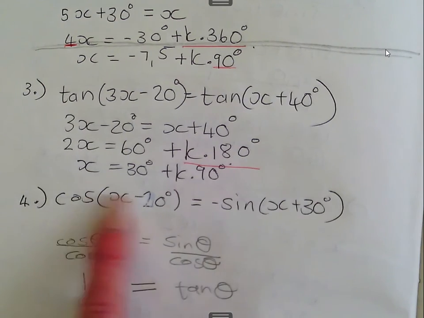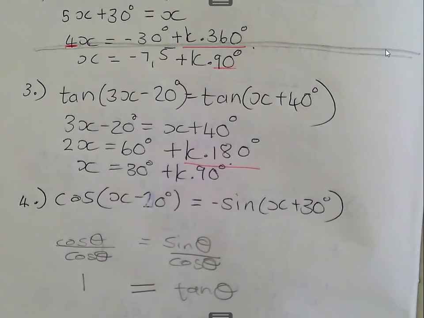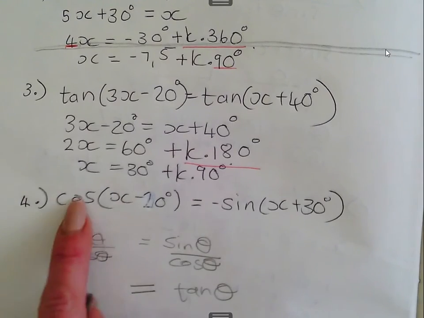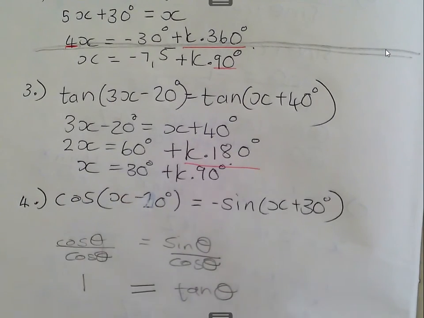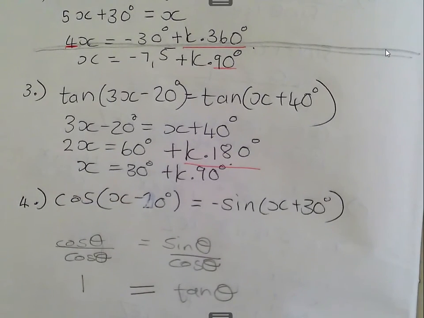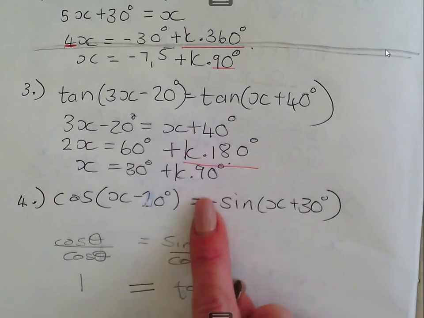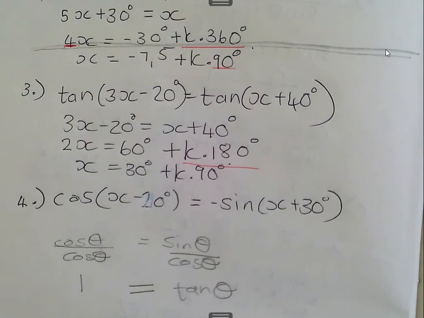This is not that type of expansion. Okay, this is the cos of x minus 20. So remember, think of the graph. It means this is this graph translated 20 degrees to the right, and this is this graph, negative this graph translated 30 degrees to the left. So it's not like a distributive law that you can expand.